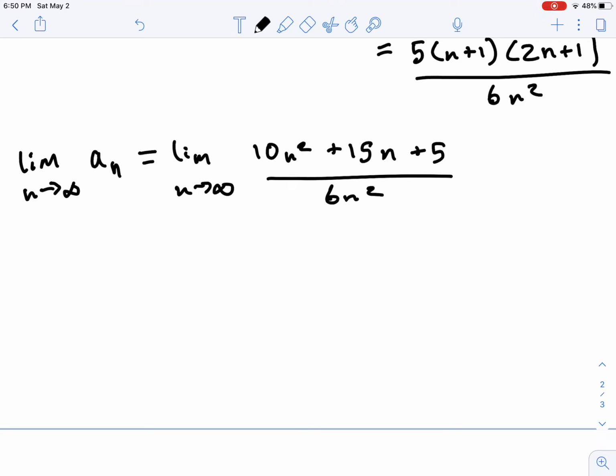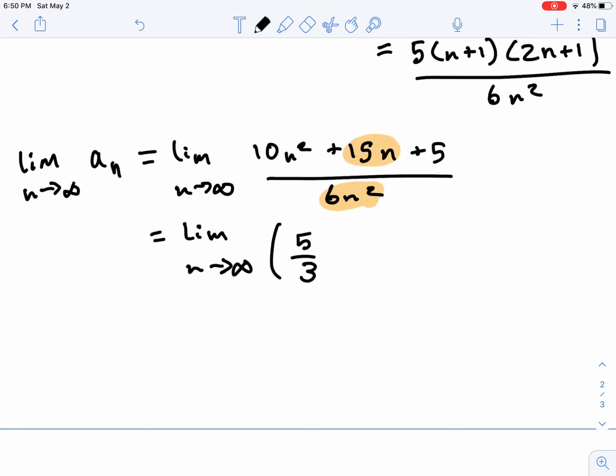So now that we have that, I want to be able to start splitting this up into terms so I can apply the limits at infinity theorem. So let's write this as the limit as n approaches infinity of 10n squared, and I'm just going to highlight this as I go along, 10n squared divided by 6n squared. Well, 10 divided by 6 is 5 over 3, and those n squares are going to divide out.